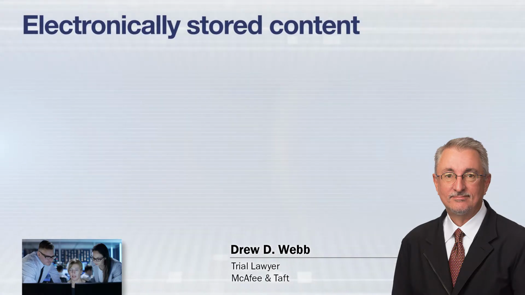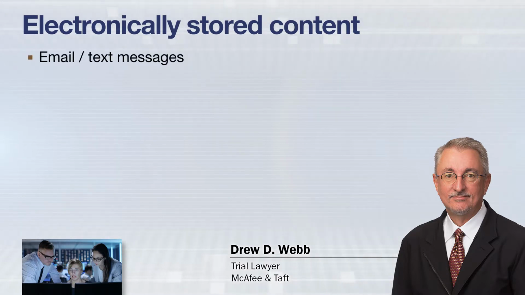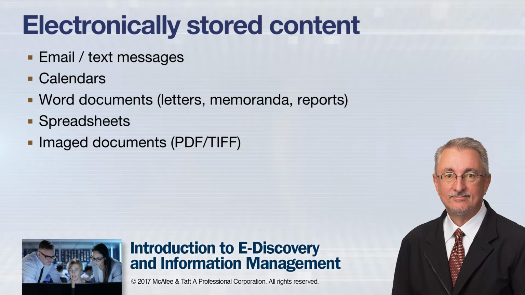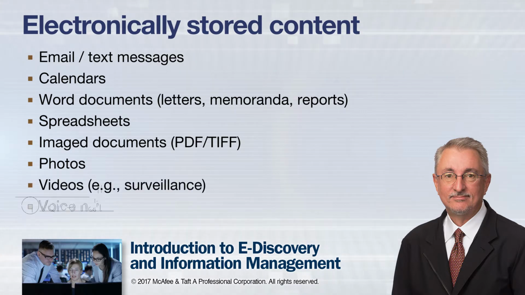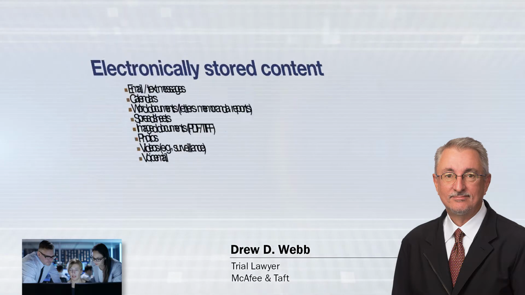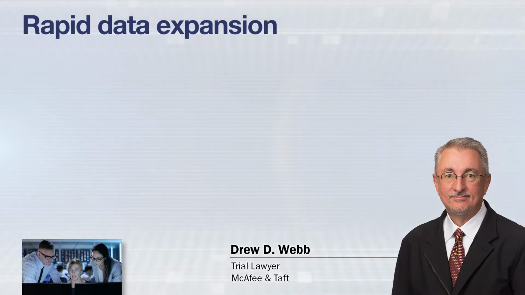We're talking about electronically stored content, which appears in many forms in company records. The most critical, usually from a litigation perspective, are email and text messages. But we also have content that appears in calendars, Word documents, spreadsheets, image documents, which are essentially pictures of documents, photographs. We have videos, we have voicemail, and many other forms that might be specific to a particular company. We've seen a rapid expansion in the amount of data that is accumulated in companies' archives.